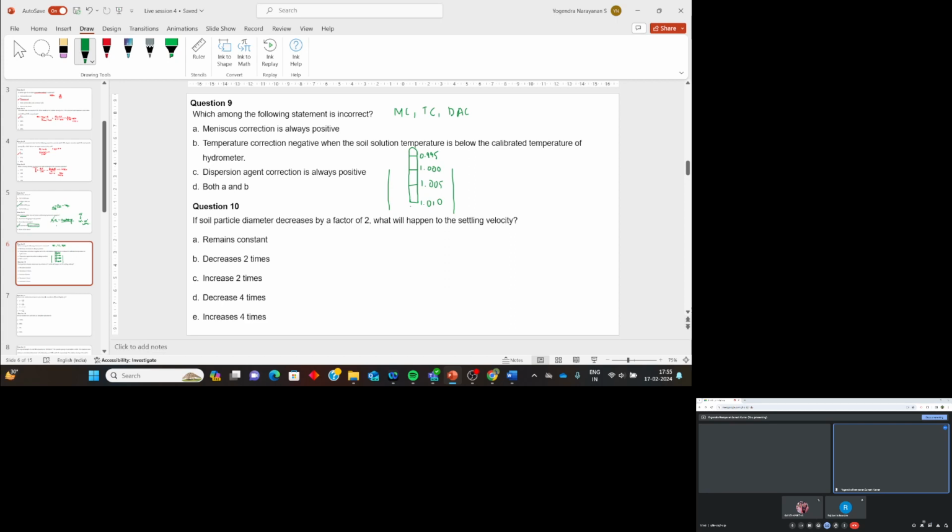Yes, sir. We don't have any idea on this, so please explain, sir. Okay, so we need to understand how the hydrometer looks. Hydrometer looks like this. You will have lead balls. You have to listen carefully, otherwise it will be very confusing. And there will be markings.